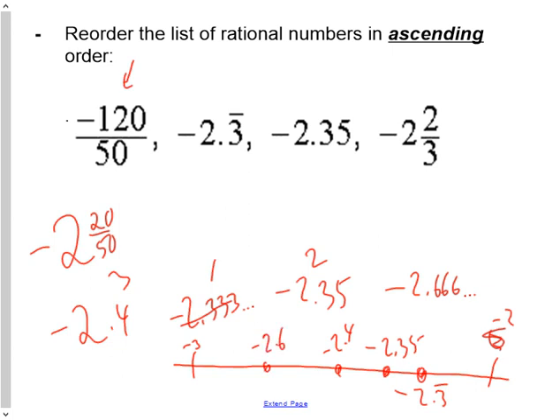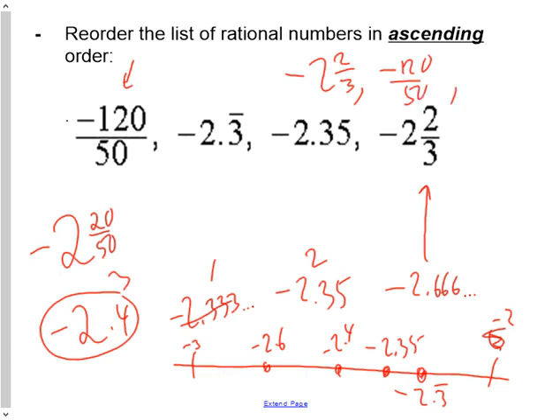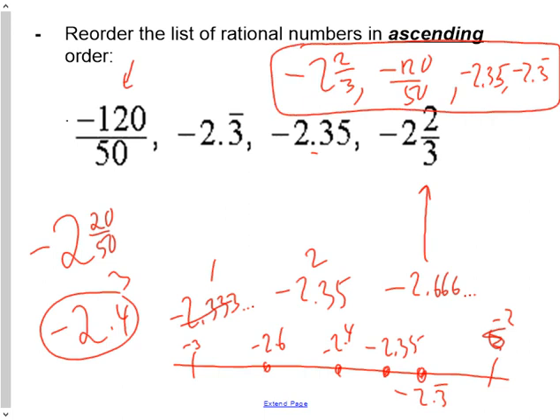Remember, it says in ascending order, which means from smallest to largest. So our smallest number is this one. I'm going to write it as the smallest number, right? That's the farthest from 0. Our next smallest number is this one, which is negative 120 over 50. Then our next smallest is negative 2.35. And finally, our largest is negative 2.3 repeating. So there they are in ascending order, from smallest to largest. Please try not to reverse them and go in descending order.